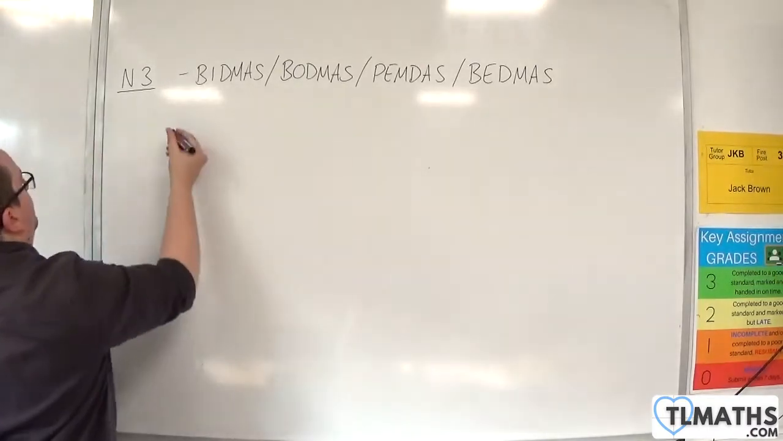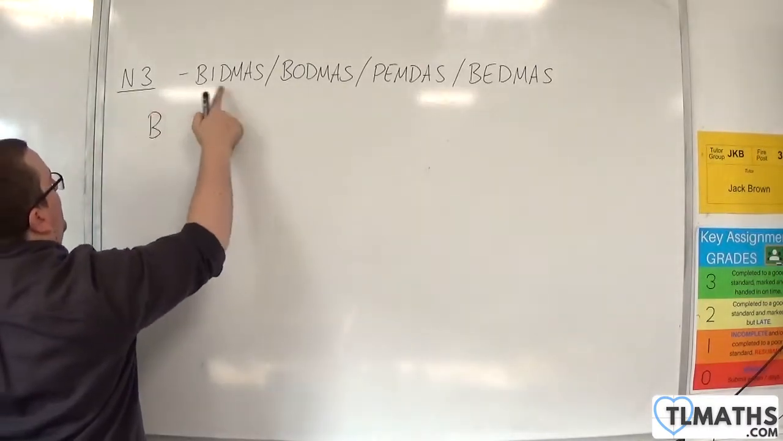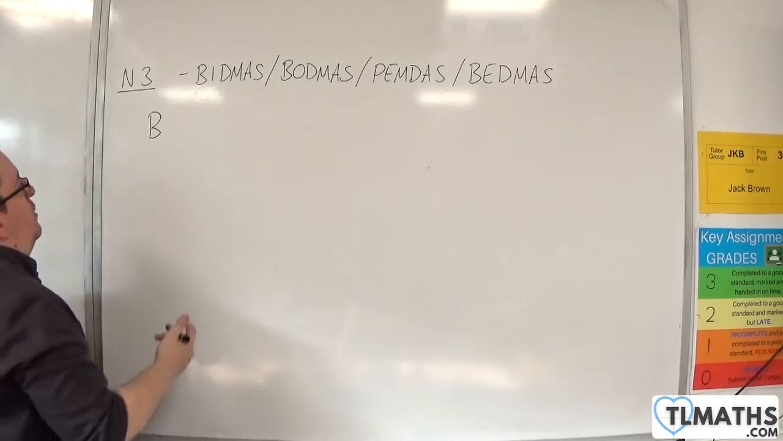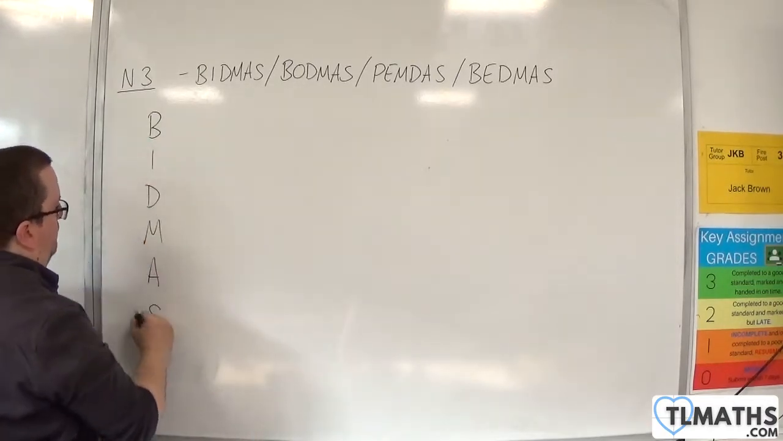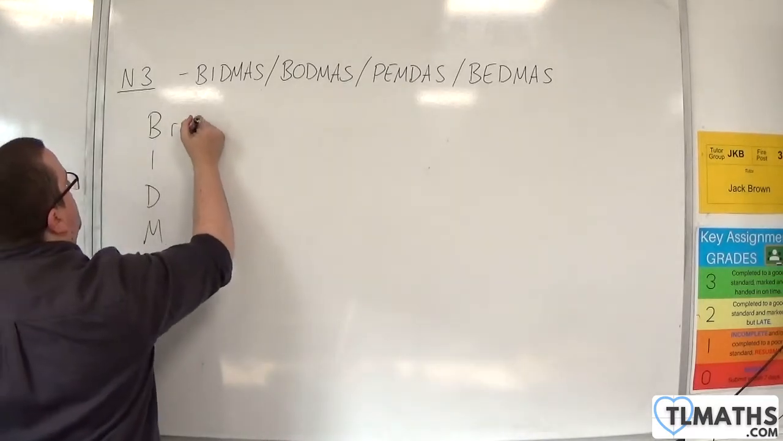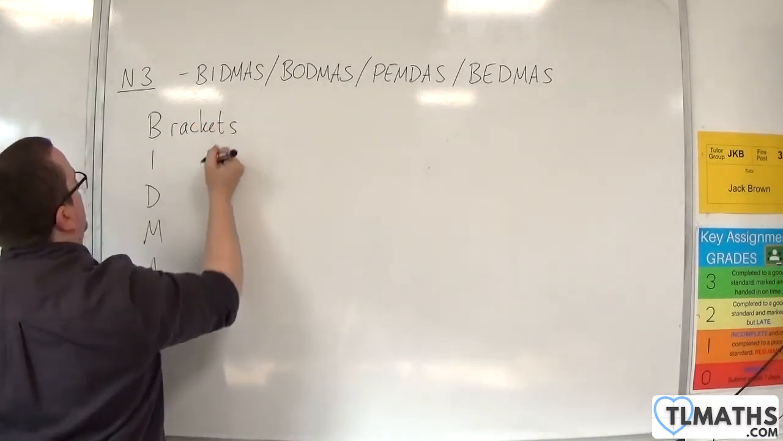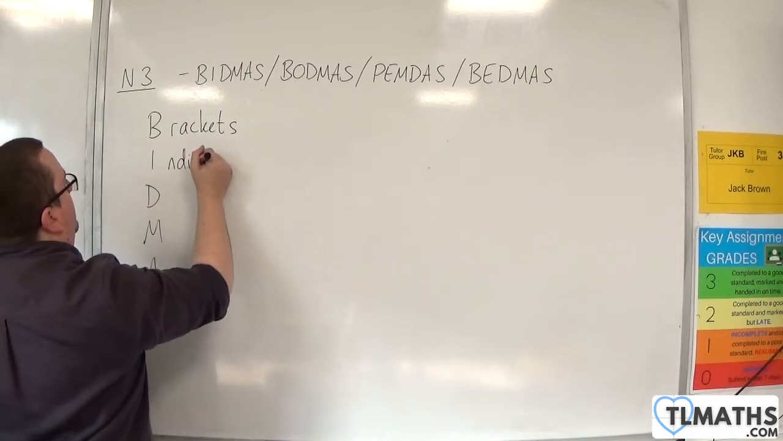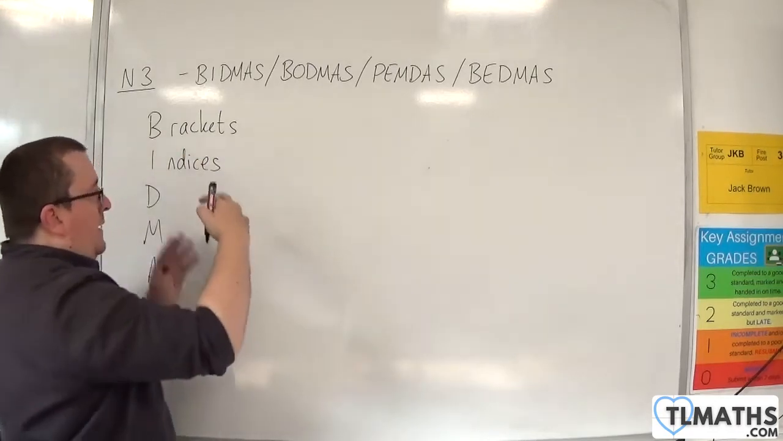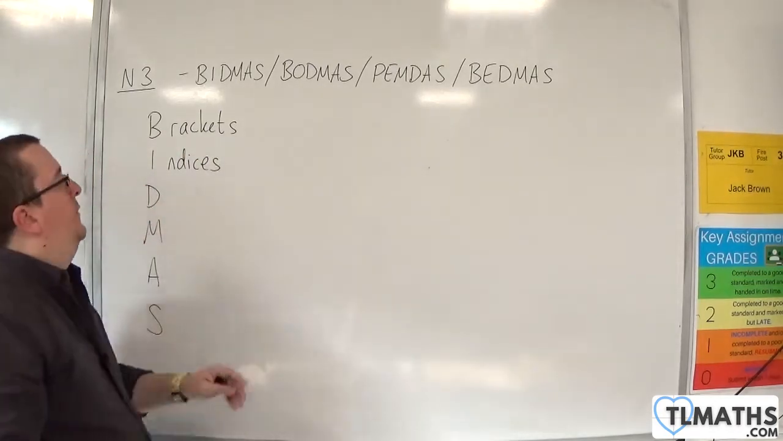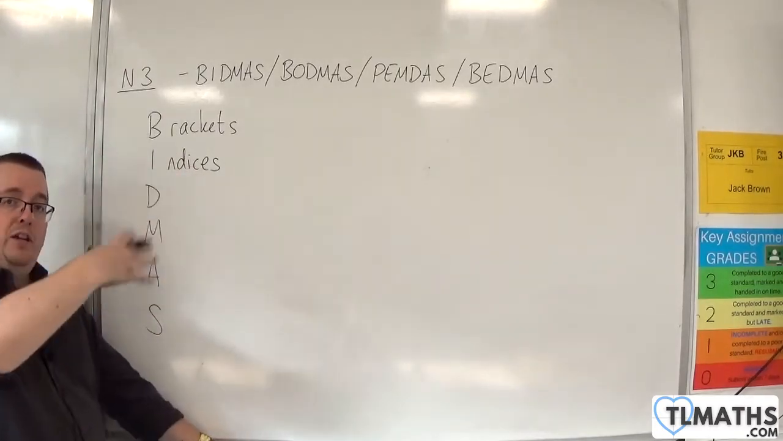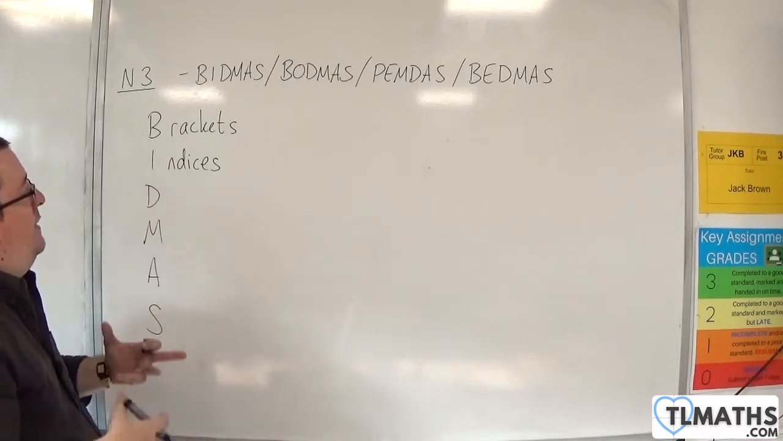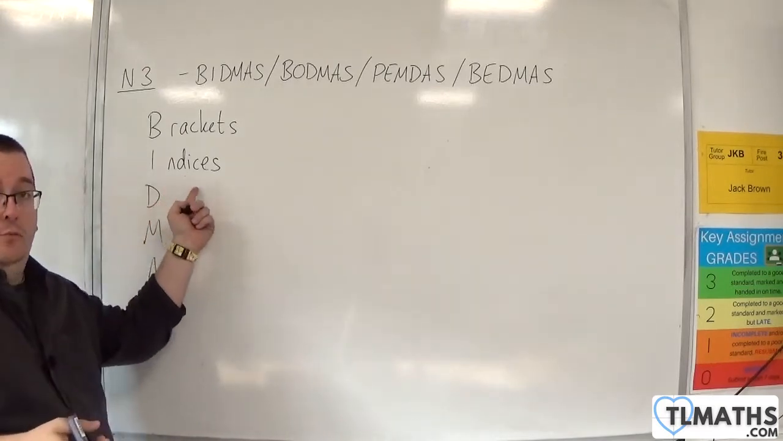So BIDMAS. Each of the letters represents essentially an operation. So BIDMAS, like that. So B for brackets. I for indices. Okay, so brackets, if you see a bracket, you've got to do that first. Indices, you've got to the power, so squared, cubed, to the power 5, anything like that. Square rooting as well would be in there.